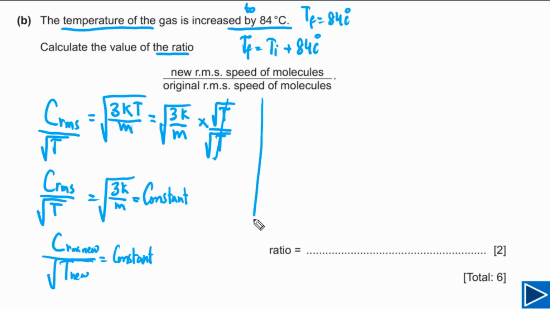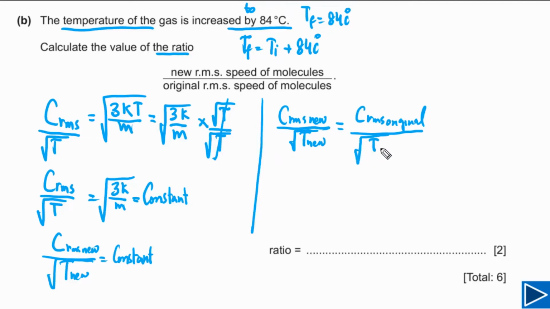So from here we can write C RMS new divided by the root of T new is equal to C RMS original divided by the root of T original. Here T new is the new temperature and T original is the initial temperature. Now we simply need to rearrange them and we can find our final answer.